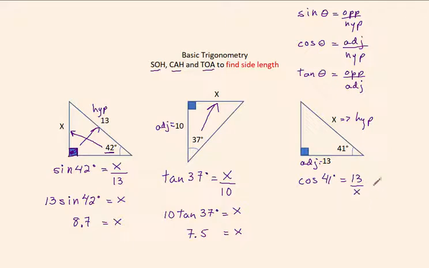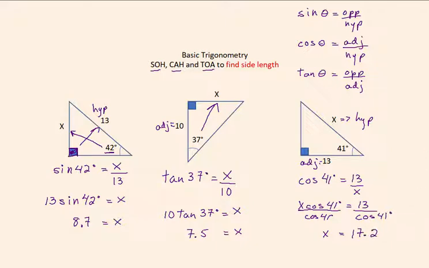Now in this case, I need to multiply both sides by x to solve. So it would give me x times the cosine of 41 degrees is equal to 13, which doesn't quite isolate my variable x. So I'm going to need to divide both sides by the cosine of 41 degrees. And once I do the calculation, that should give me the length of the hypotenuse. So when I take my calculator, I punch in 13 and I divide it by the cos of 41 degrees, I reach 17.2.